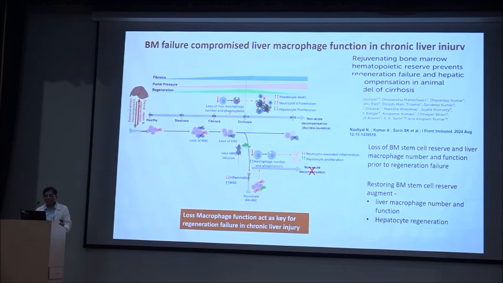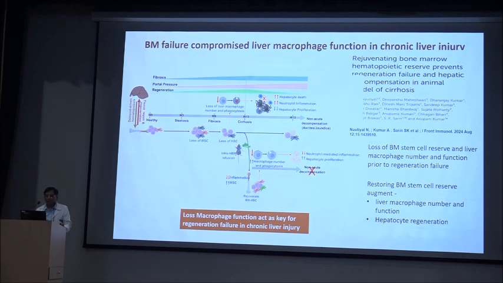But in the transition from compensated to decompensated cirrhosis, though the fibrosis remains unchanged, there is a rapid fall in regeneration. The most important finding of her thesis was that before this begins, there is a loss of hematopoietic stem cell reserve, and that is the major cause of the loss of macrophage number and function in chronic liver injury, leading to the transition from the regenerative phase to regeneration failure.